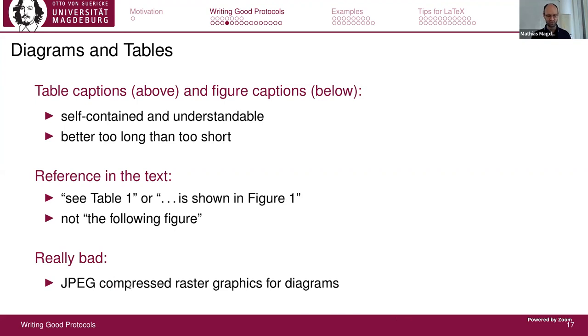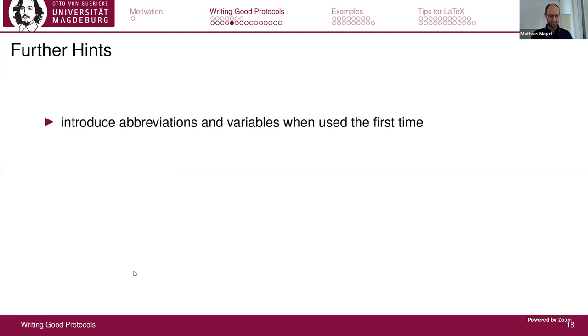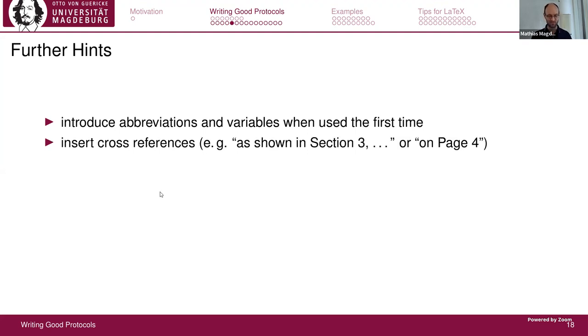And don't use JPEG compressed raster graphics for figures or for diagrams, for all line art graphics, because it just does not look that good. So then some further hints. Of course, if you use uncommon abbreviations, explain them, introduce them on the first use. I think I would say the only common abbreviations in electrical engineering are DC and AC. Everyone knows what DC and AC stand for, but except for this, I would explain each and everything.